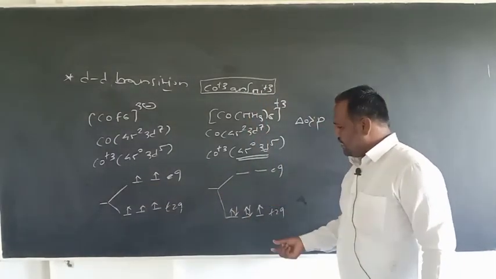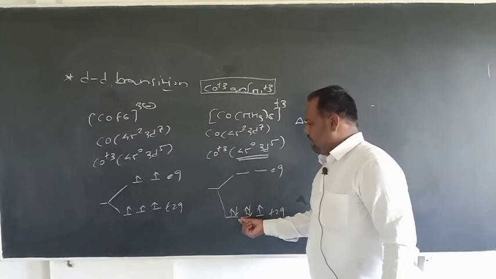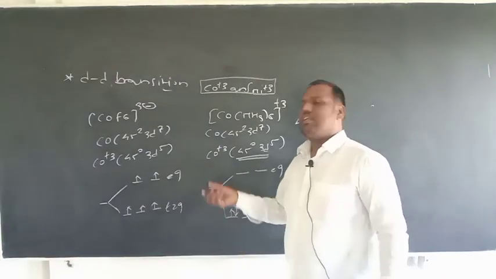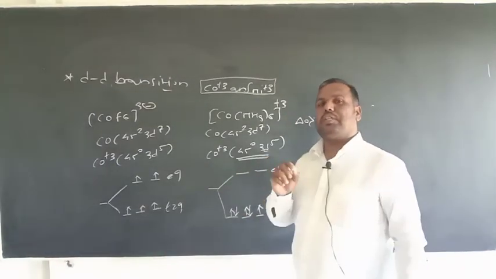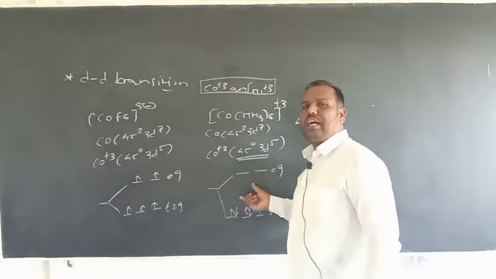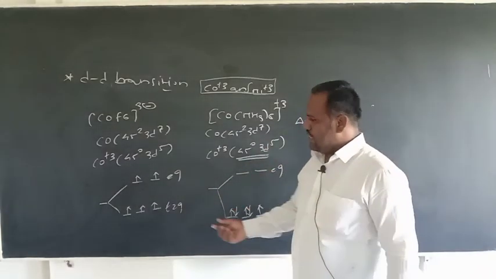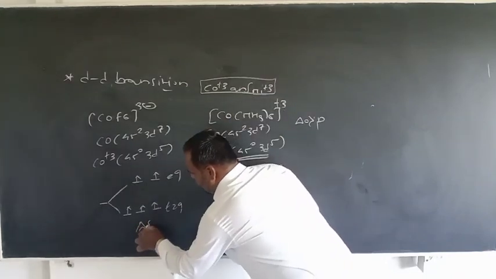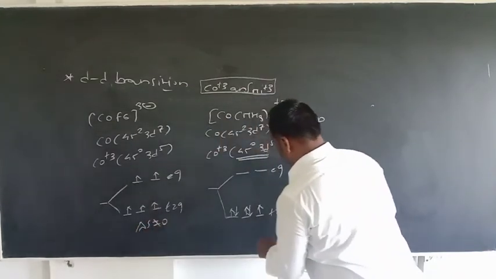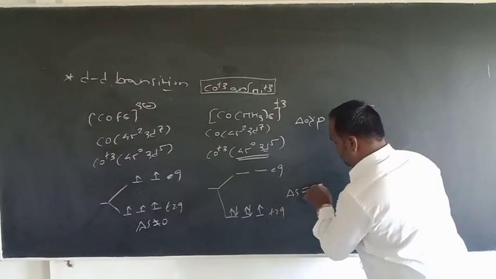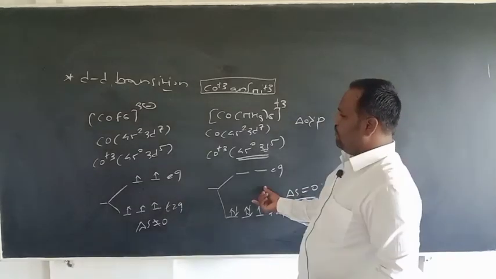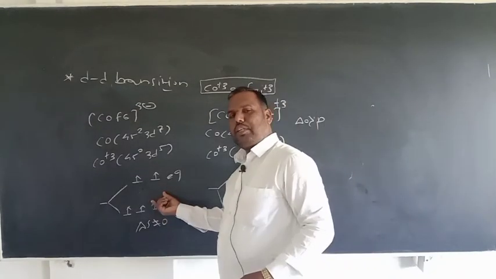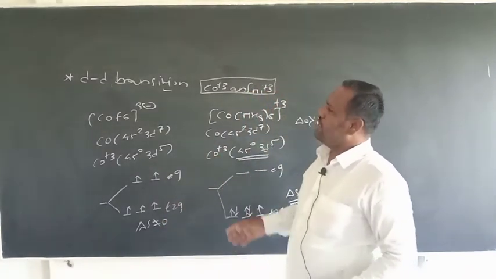So it is not an allowed transition. But in the other case, any electron transferred into the Eg orbital, the spin of the electron does not change, and it is a spin allowed transition. In this case delta S is not equal to 0, while in the other case delta S is equal to 0. So this is your spin allowed transition, and this is your spin forbidden transition. So this is regarding the d-d transition.